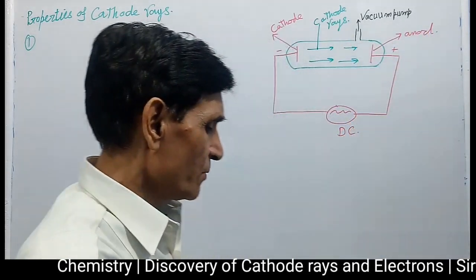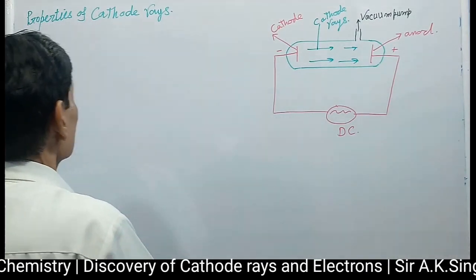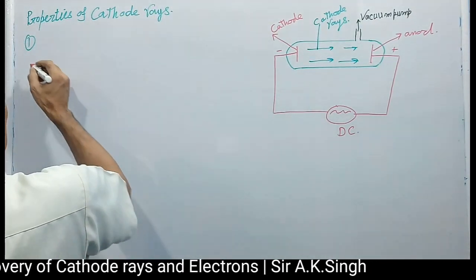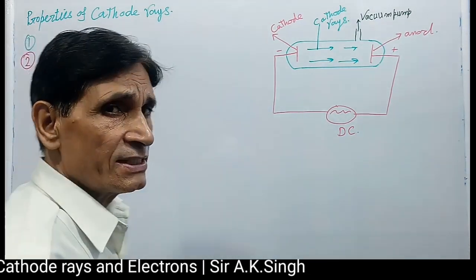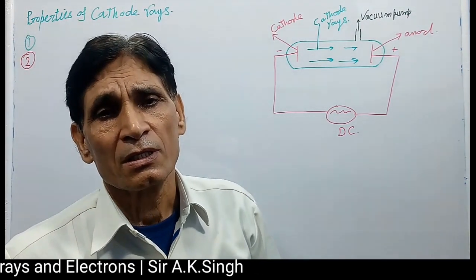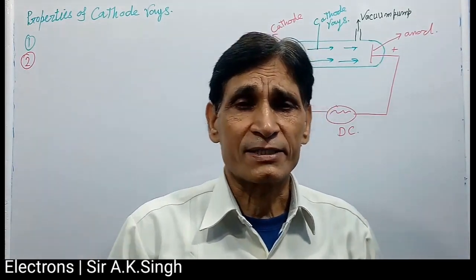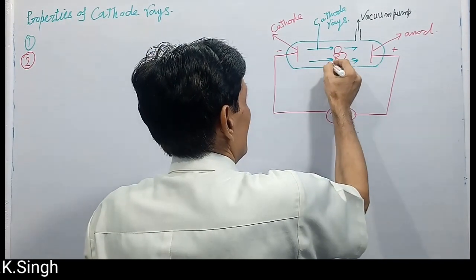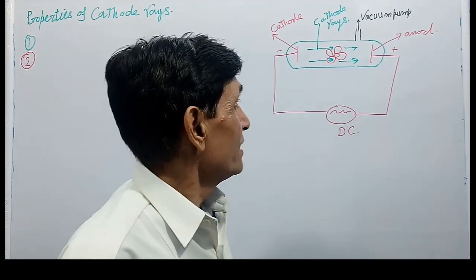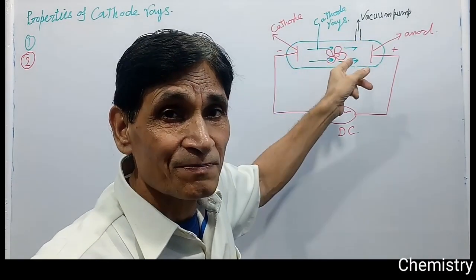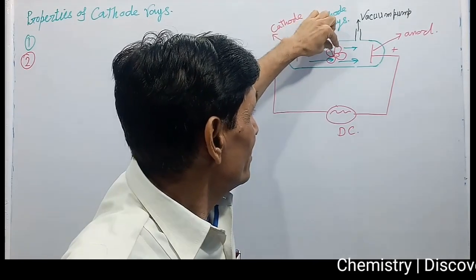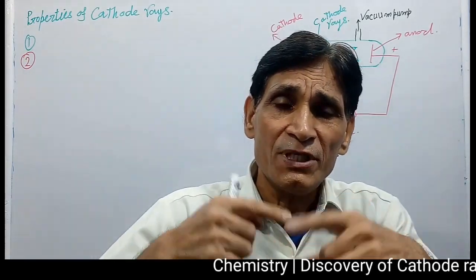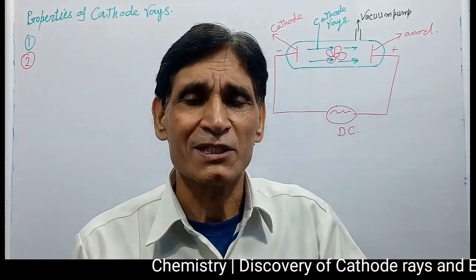Remember this point. Second point is, cathode rays exert mechanical pressure. It was proved by the fact that if a light paddle wheel was placed here in their path, these rays striking the blade vane of the paddle wheel set it into motion, and the light paddle wheel started moving.